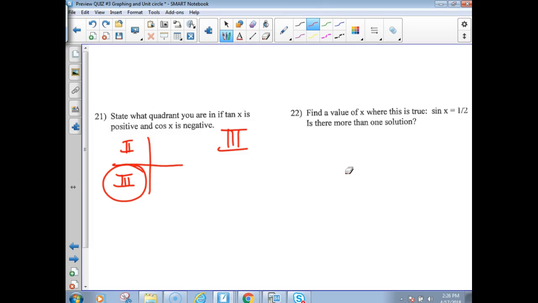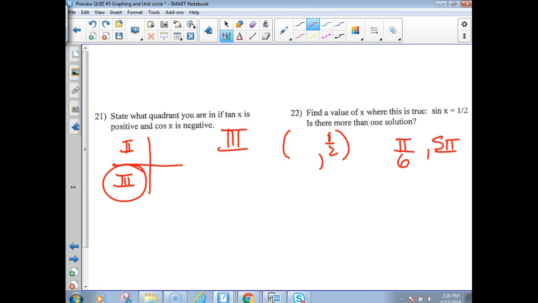Find a value of x where this is true. If sine is 1/2, you're looking for any point where there's a 1/2 in the second position. So you have that answer in quadrant 1, which would be at pi over 6. Okay, right, pi over 6. This is a reference angle of 30. It's the first one in quadrant 1. Now, where else do you have a positive 1/2 for the sine? That would be at 5 pi over 6.